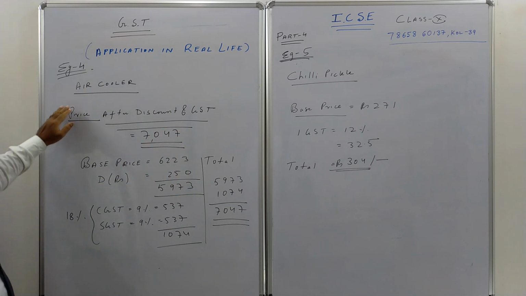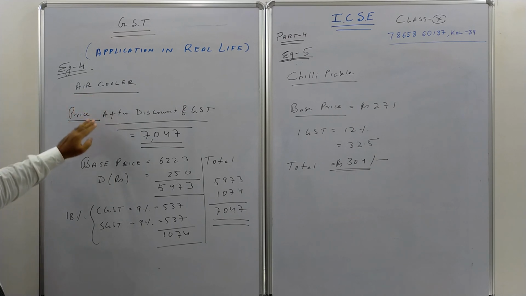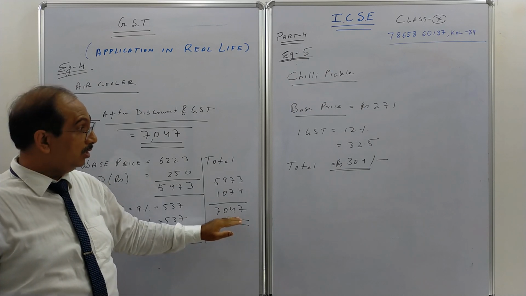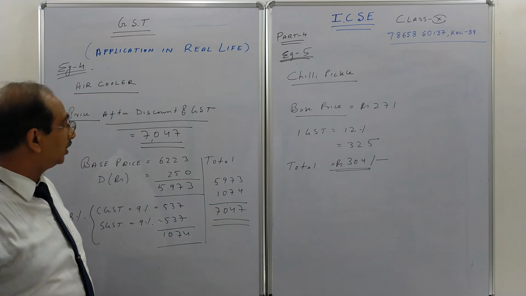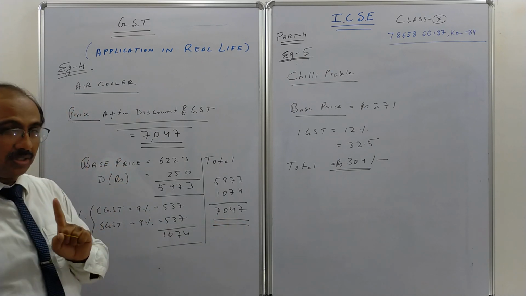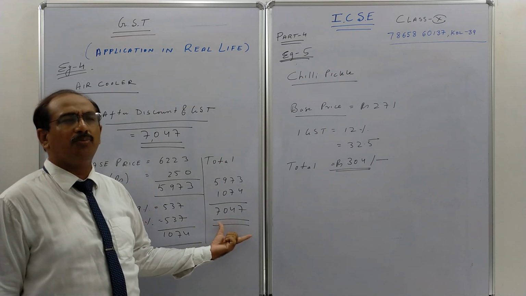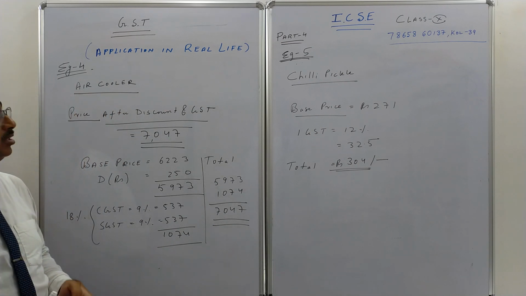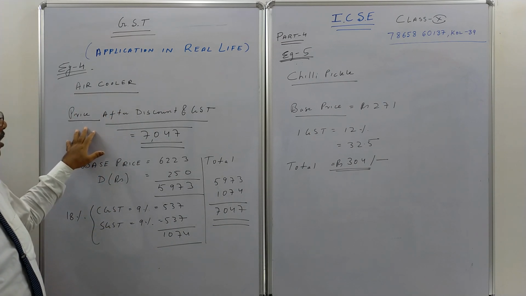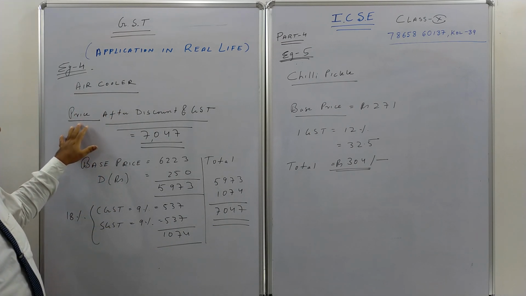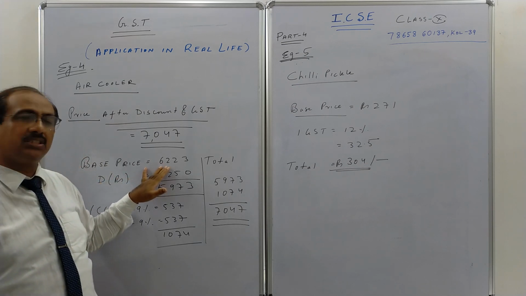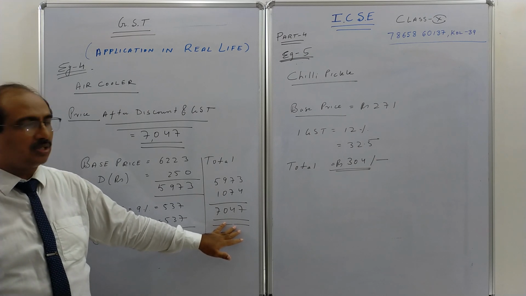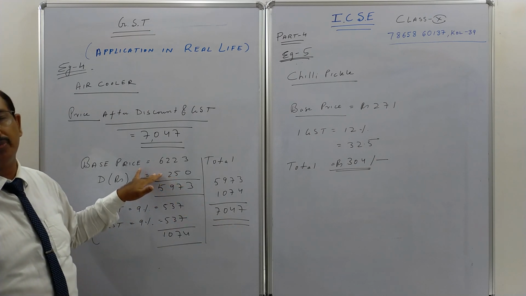See here, I bought an air cooler two years back. This question I have done in my part 1 or part 2 video last. This is an ICSE type question. After discount and GST, they said you have to pay 7,047.50. But when I saw the bill, the receipt, I saw the base price. They generally tell the final value after discount and GST. You get rupees 250 discount.